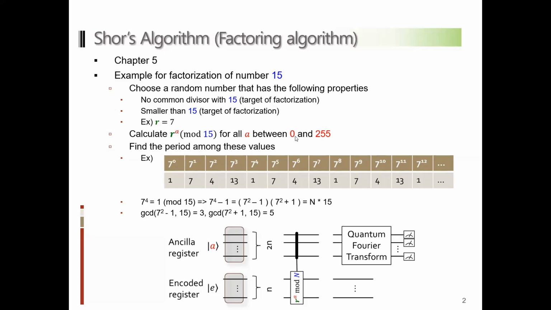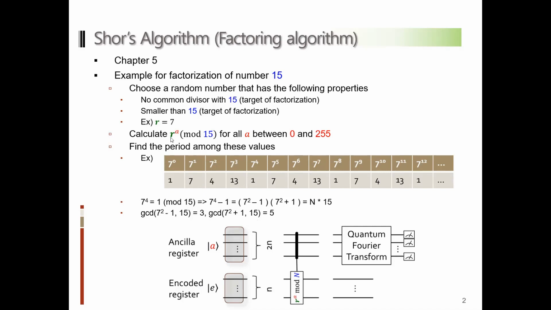To generate the superposition of all the values from 0 to 255, we prepare the ancilla register, and all of these values, by going through the Hadamard gate, create the superposition of all the possible values from 0 to 255. We will also initialize the encoded register. And then we actually calculate this part for all these values of a.